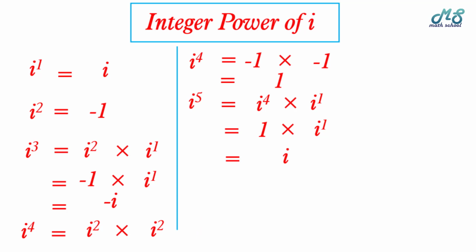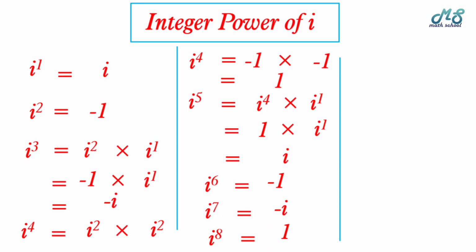So it will repeat the same values: i, -1, -i, and 1. Don't forget. For example, guys, i raised to the power 6 will be repeated. We can write it as -1. I raised to the power 7 will be -i. But i raised to the power 8 equals what I said before. If the index is divisible by 4, the result will be 1. Now i raised to the power 8 equals what? Yes, 1. Why, guys? Because 8 is divisible by 4.